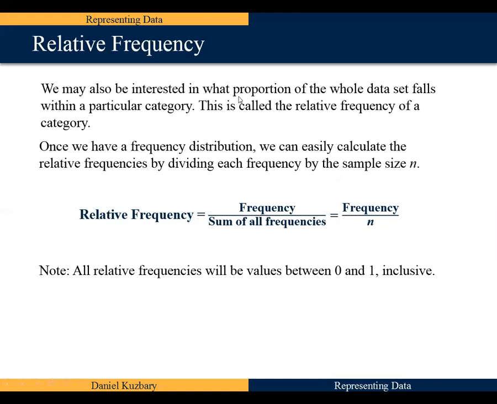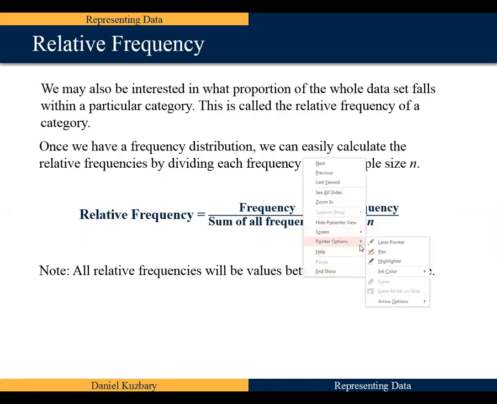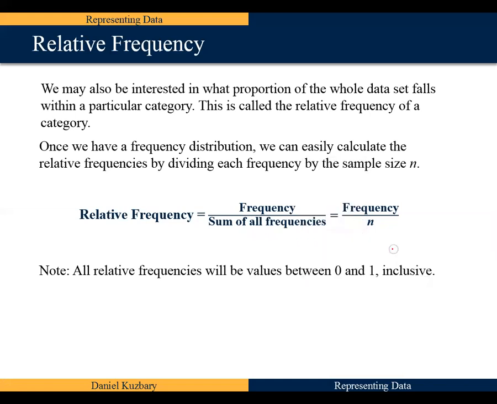You do that by, I thought I had a pen here. Let's see if I can get it back. All right, got it. You can find proportions by dividing the frequency by the total number of data points. This is our formula for relative frequency.